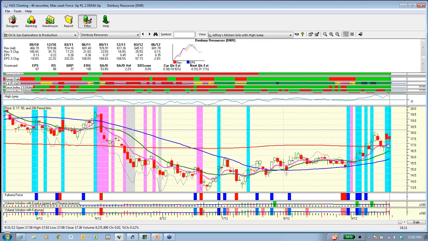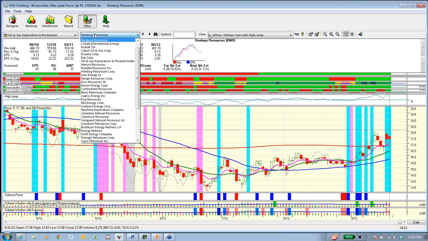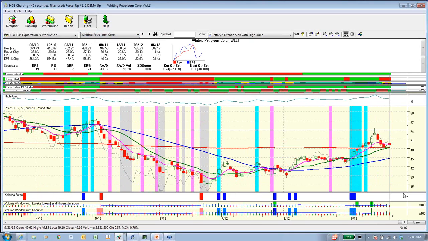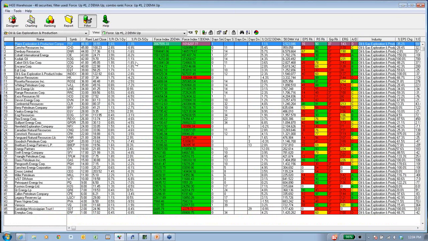Again, same pattern, pull back to the 200. Just maybe trying to go again. Similar pattern on Whiting. So a lot here is obviously going to depend on the price of oil, but pulling back to the 200, bouncing up, could be setting up to run again if oil holds. Whiting had some discussion about potential takeouts as well.